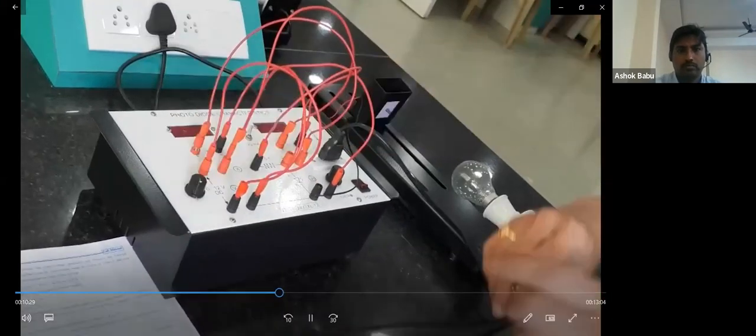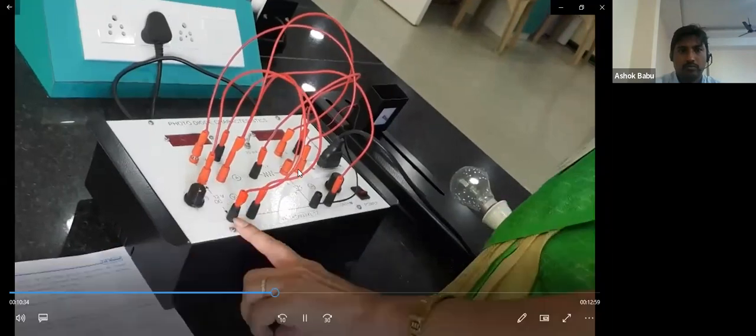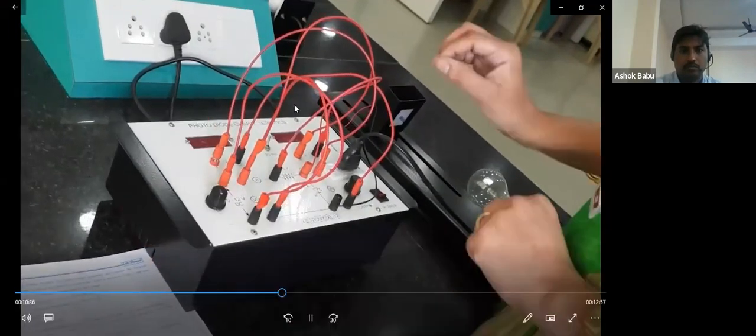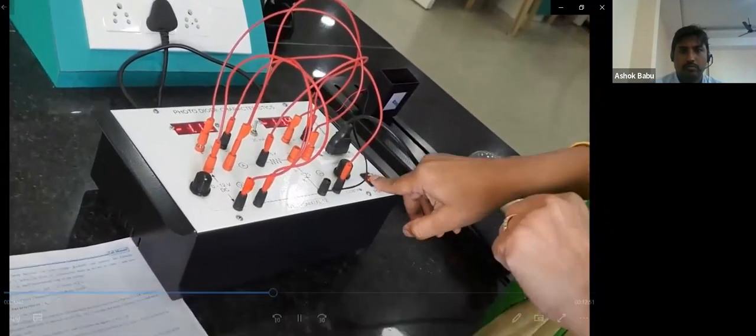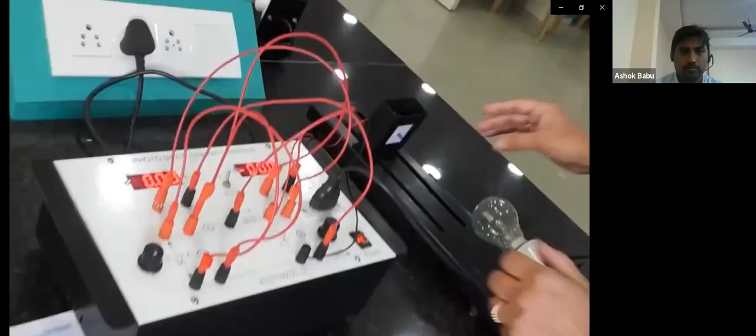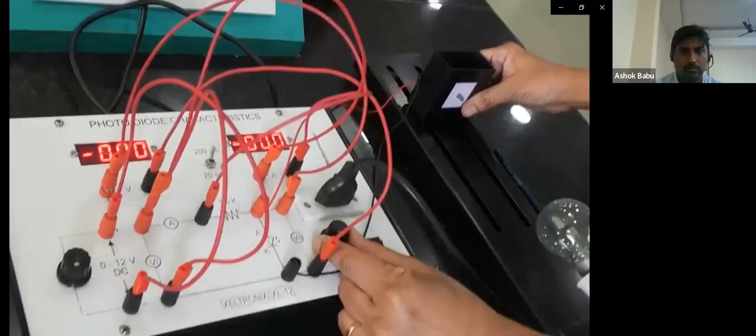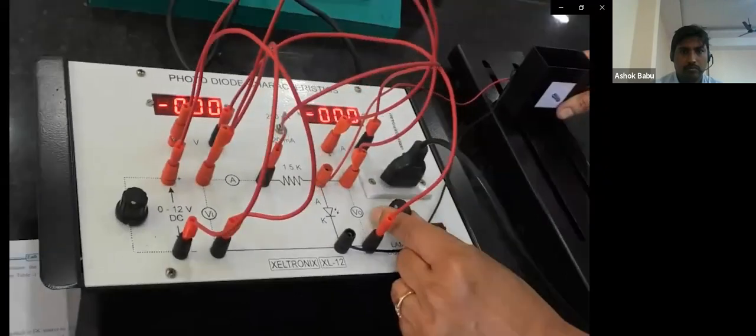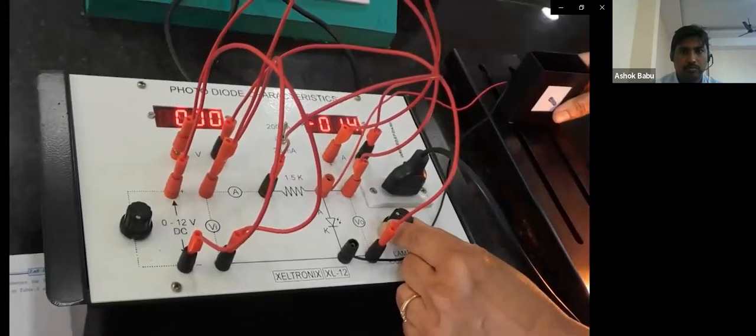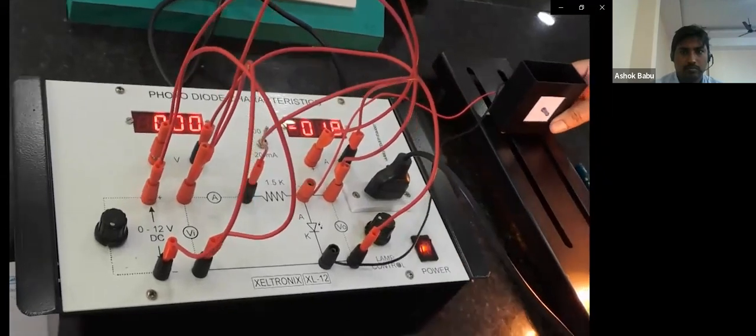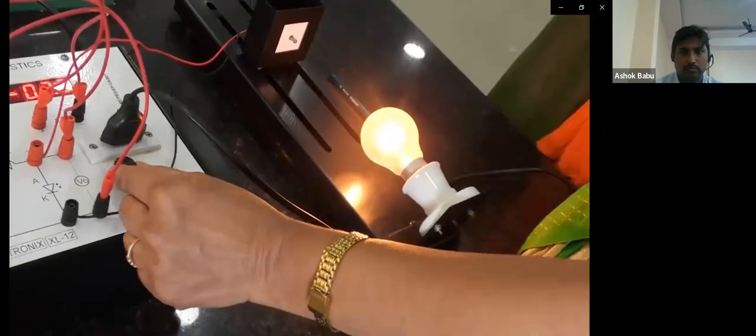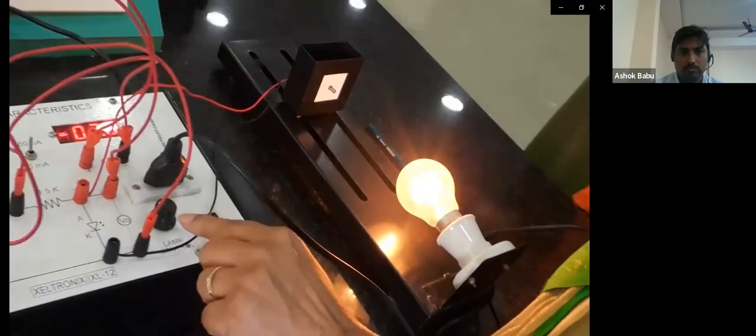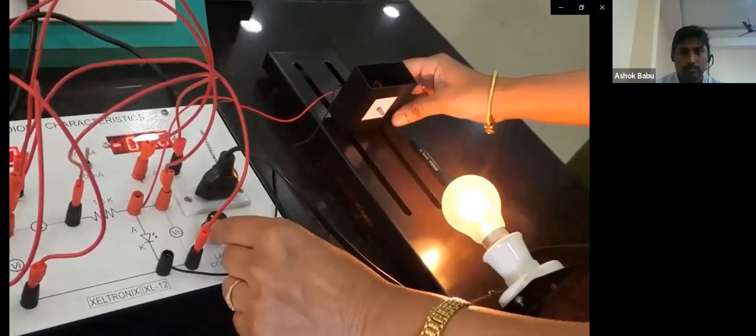Now to start with, we will see that this potentiometer which is used to vary the voltage is in minimum position and also the light intensity is minimum. Let us switch on the supply. Now we will adjust the distance between the photodiode and the source, and fix it. The intensity of light can be varied using the lamp control.